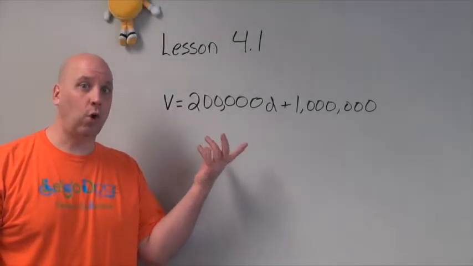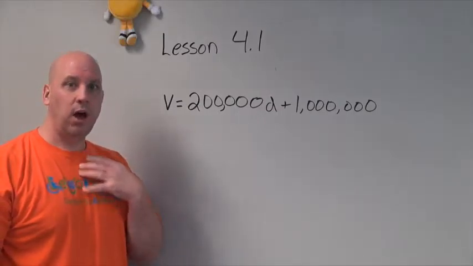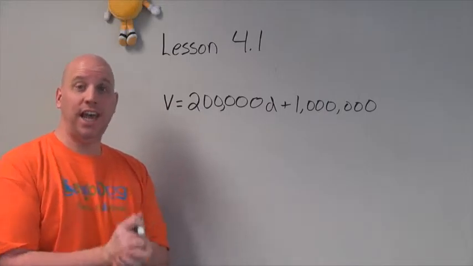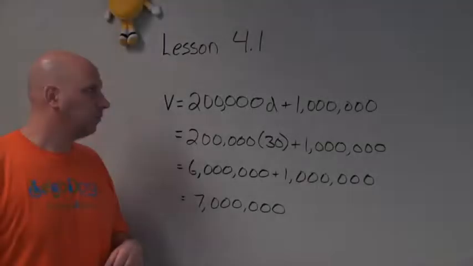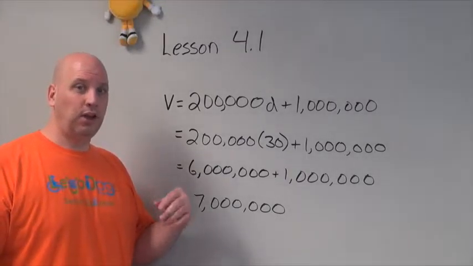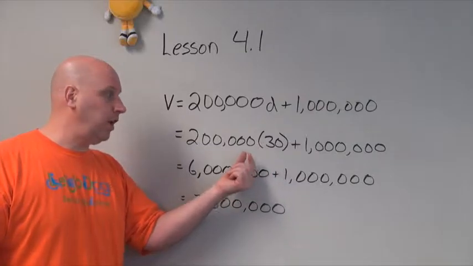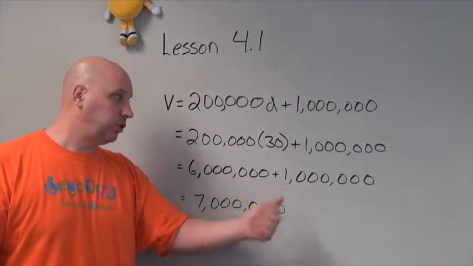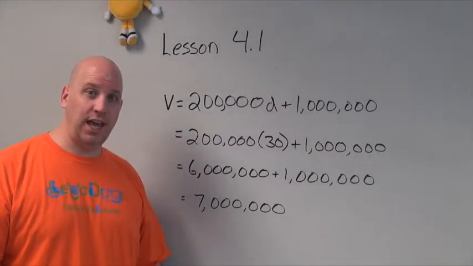So let's say you're the owner of this company. And now you want to know, how much is my company going to be worth after 30 days after the IPO? Would you be able to figure it out? Sure you can. You plug 30 in for d and then solve the equation. 200,000 times 30 gives you 6 million, plus your initial million is $7 million after 30 days.